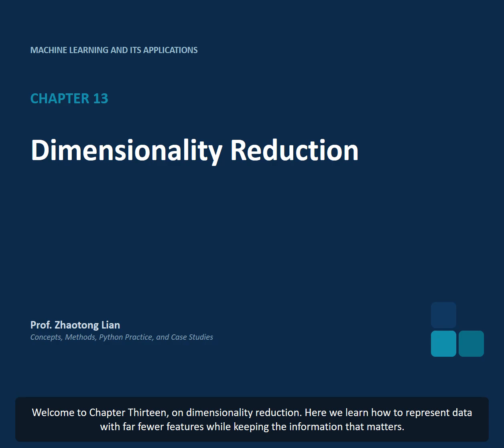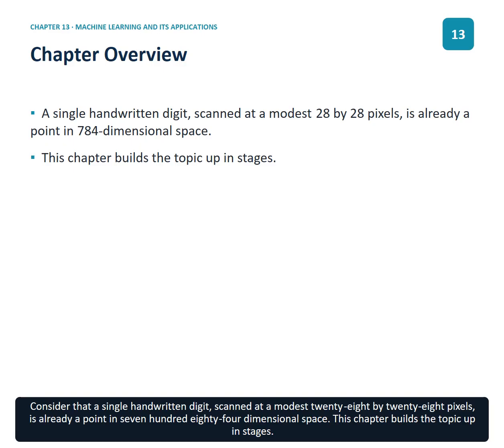Welcome to Chapter 13 on Dimensionality Reduction. Here we learn how to represent data with far fewer features while keeping the information that matters. Consider that a single handwritten digit, scanned at a modest 28 by 28 pixels, is already a point in 784 dimensional space. This chapter builds the topic up in stages.